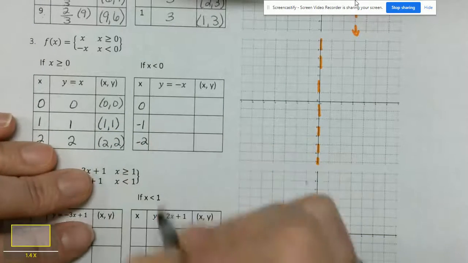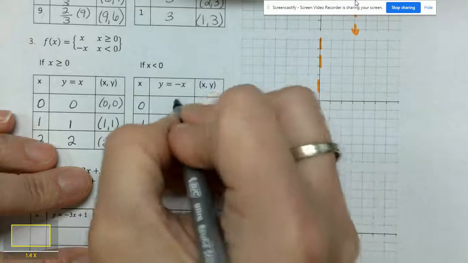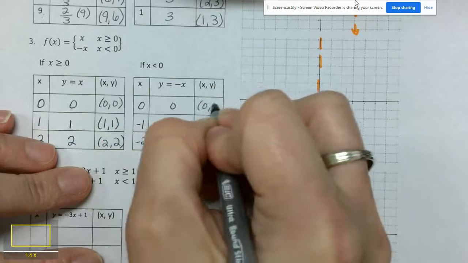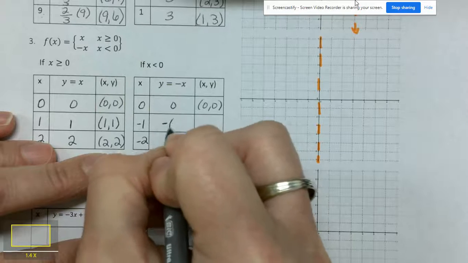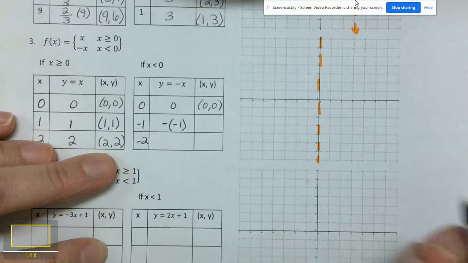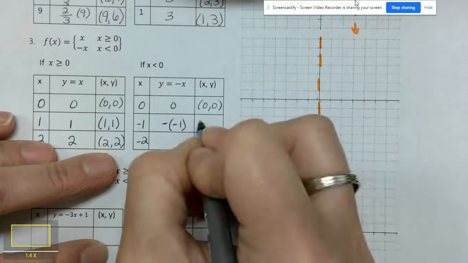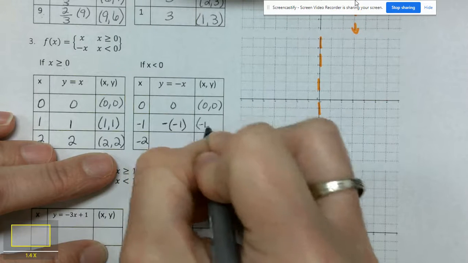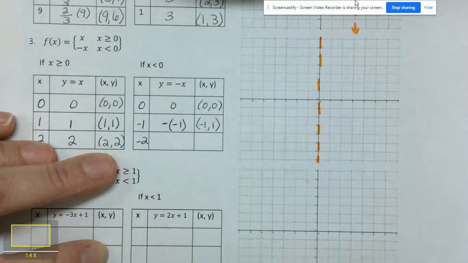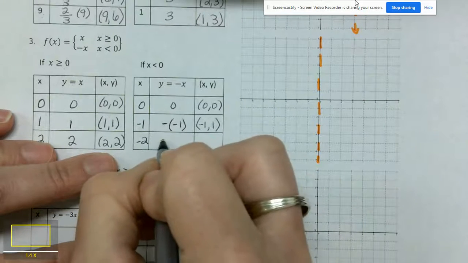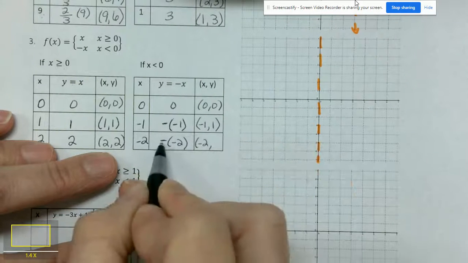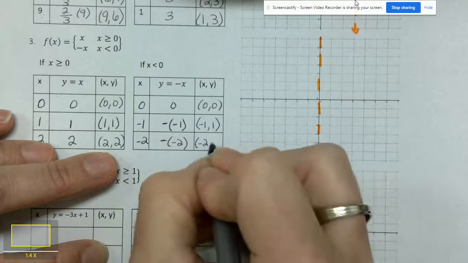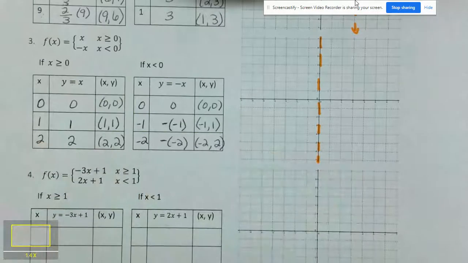Okay, y equals negative x. Well, if I put in 0 there, I'm still going to get 0. If I put in -1, that means negative 1, so that's going to create a positive 1. So that's going to be -1, positive 1 as my point. And then if I put in -2, those two negatives make a positive, so my point's going to be -2, positive 2.